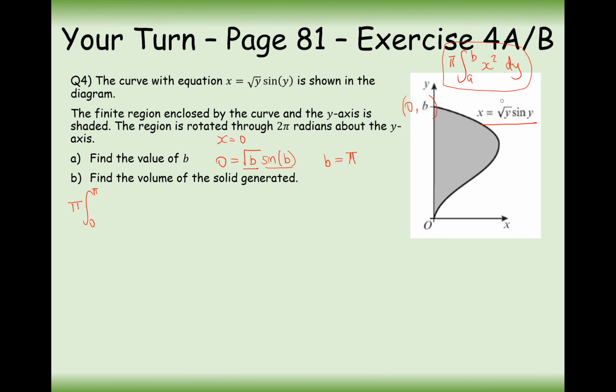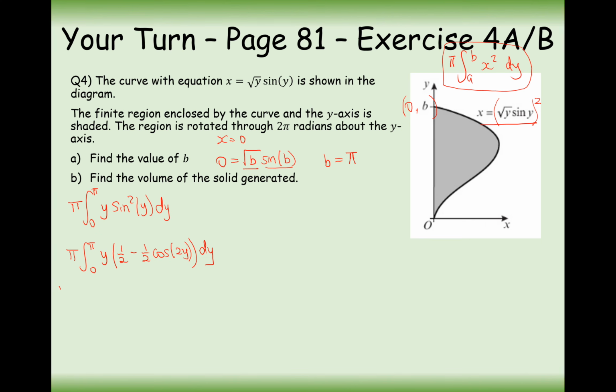Now what we're going to do here is take this expression here and square it. So it's going to be y sine squared y dy. Now what we'll have to do here is split up the sine squared, and the sine squared will have to be replaced with its double angle formula equivalent. So that's going to be y, and then it's half minus a half cos 2y. That's its double angle formula equivalent, which is much easier to integrate.